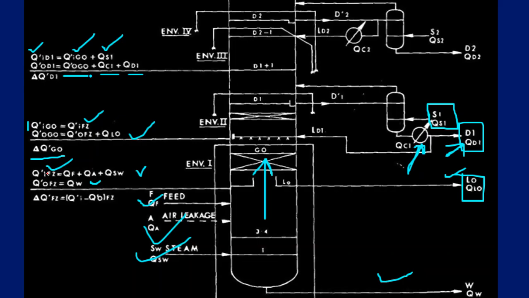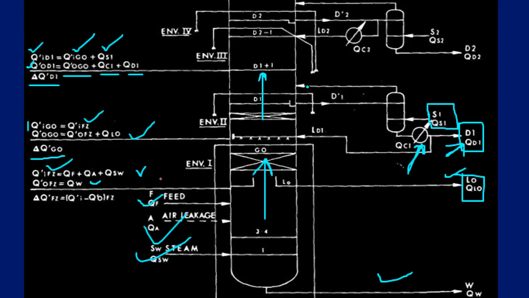This is the total amount of energy leaving up to the D1 section, that is the Q dash D1. So we can say that the difference between inlet and outlet is delta Q dash D1. This is the difference amount of energy that is leaving inside the column and going upward sections.